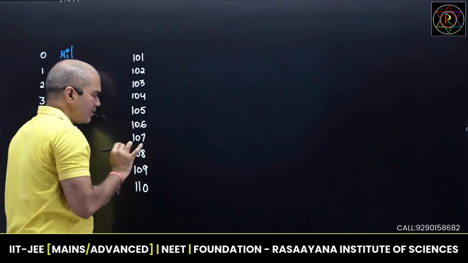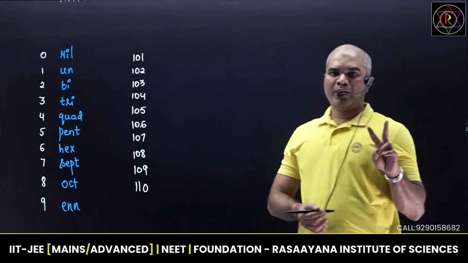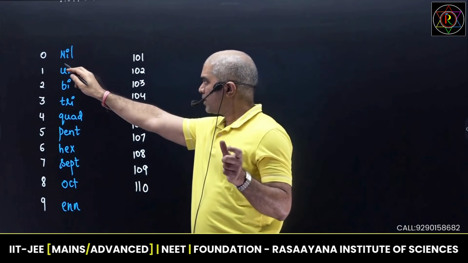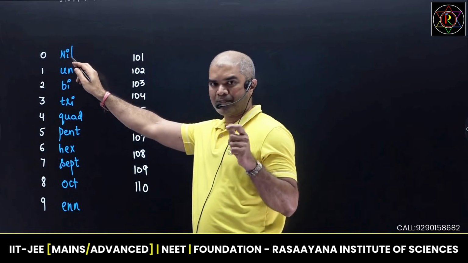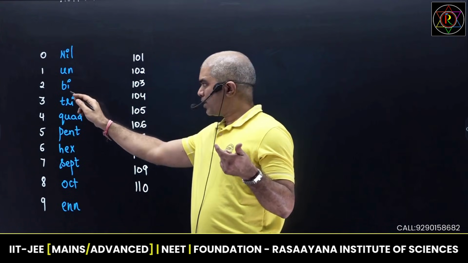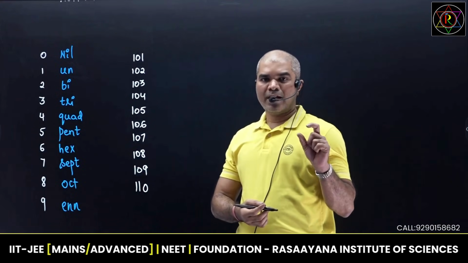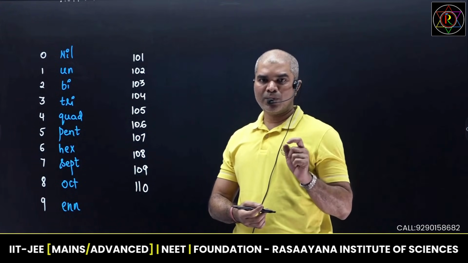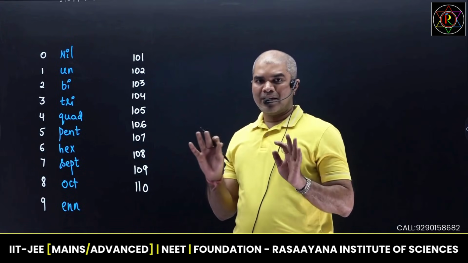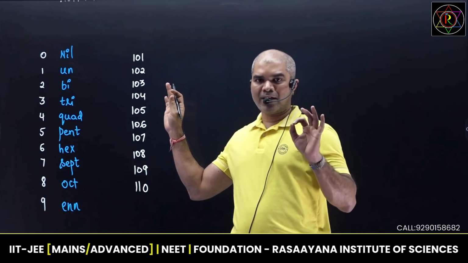Always remember, whenever we are naming a particular element, IUPAC has given two different guidelines. One guideline, what is the prefix to be used? Prefix for that particular number is nil, 0 if I get is nil. If I get 1, you write it as un. If I get 2, you write it as bi. When you write all these prefixes, later on the name must end with IUM. So whatever may be the element starting from 101 up till 118, the name has to end with IUM.